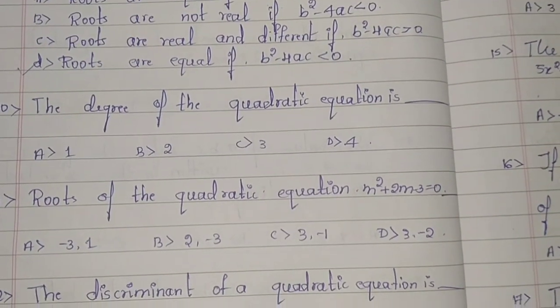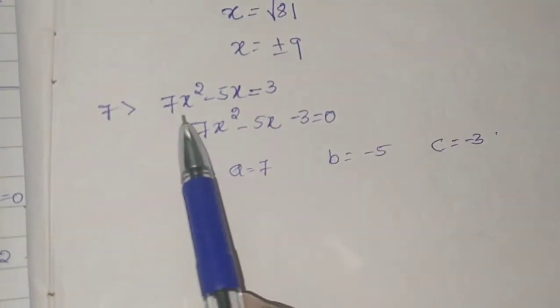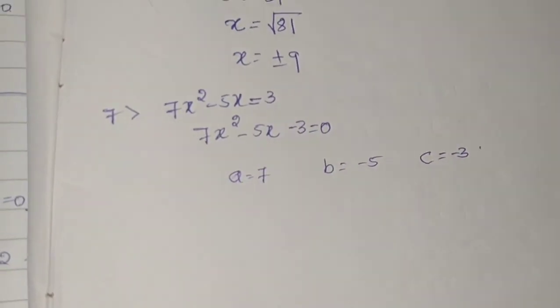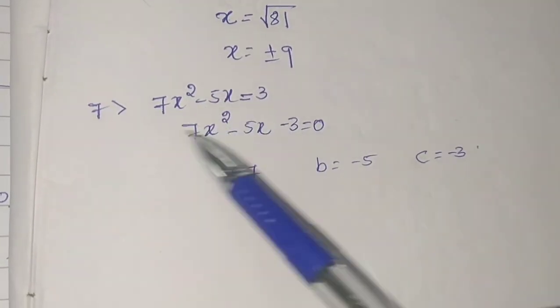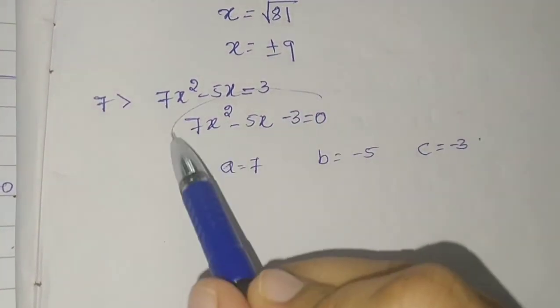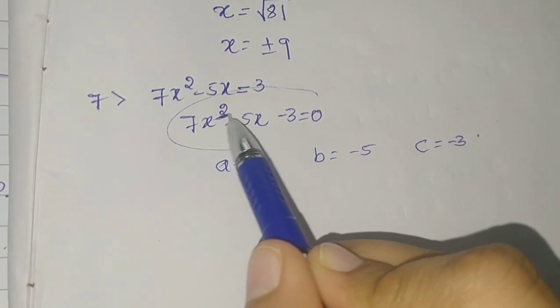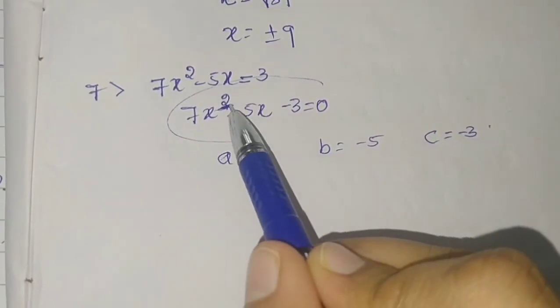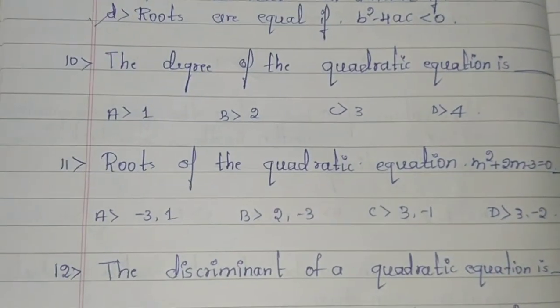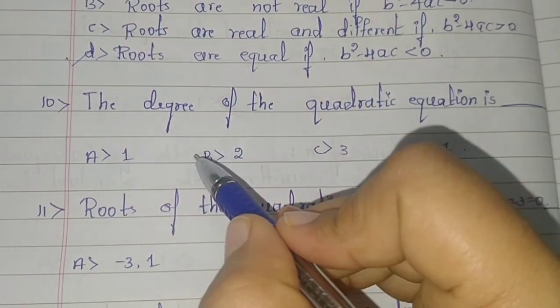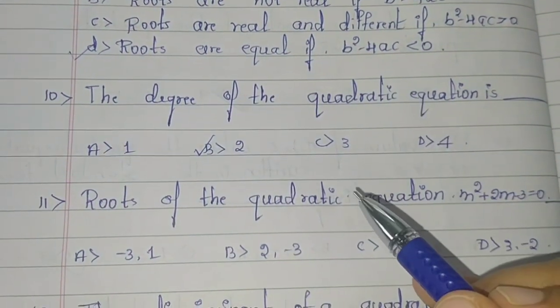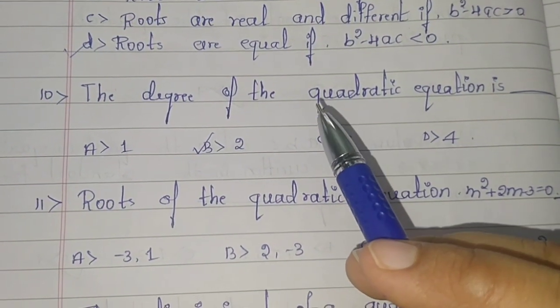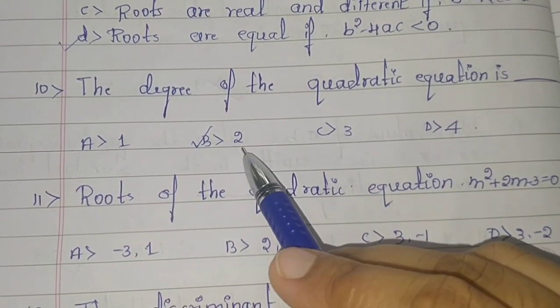So now here in the previous question you can see which is the highest power of this variable. Highest power of the variable here is nothing but 2. Okay, highest power is 2. For that reason the degree of this quadratic equation is 2. Okay, always the degree of the quadratic equation is 2 because the highest power of the variable is 2 over there.